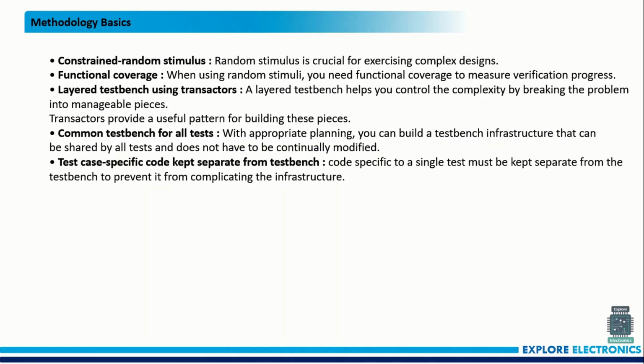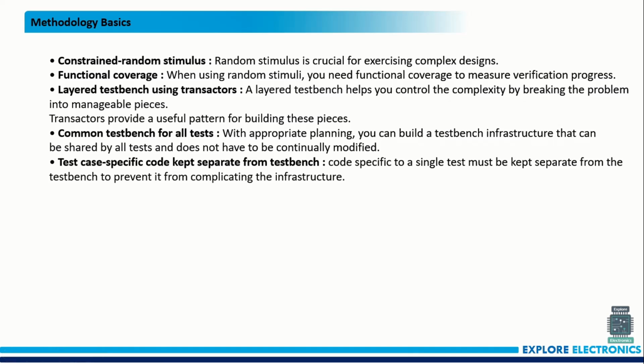But in the methodology, the basics are like this. We will have a constraint random stimulus. Constraint random stimulus means we need to understand the random stimulus first, and then what the constraints are. Random stimulus is generating random values for the inputs.